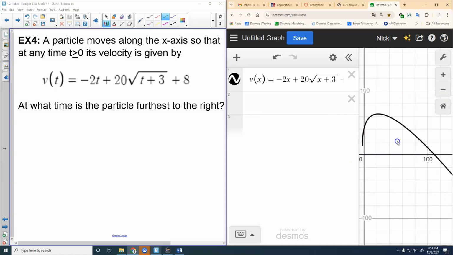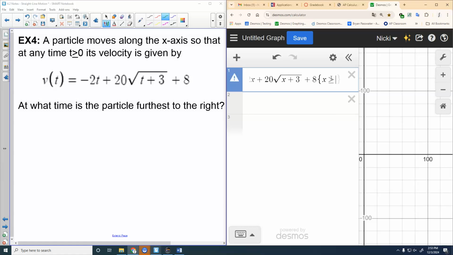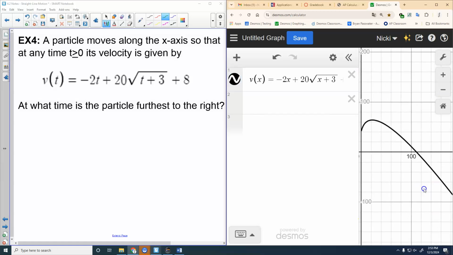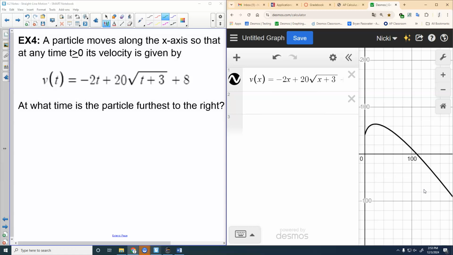Okay, so this question asks us about when the particle is furthest to the right. And it gives us any time greater than or equal to 0. So if we wanted to, we could go over here on the end of this and do squiggly brackets and say x is greater than or equal to 0. So it doesn't even show us parts that don't work here. When I'm looking at this graph, I need to know when the particle is furthest to the right. What do you think? It's not the maximum.